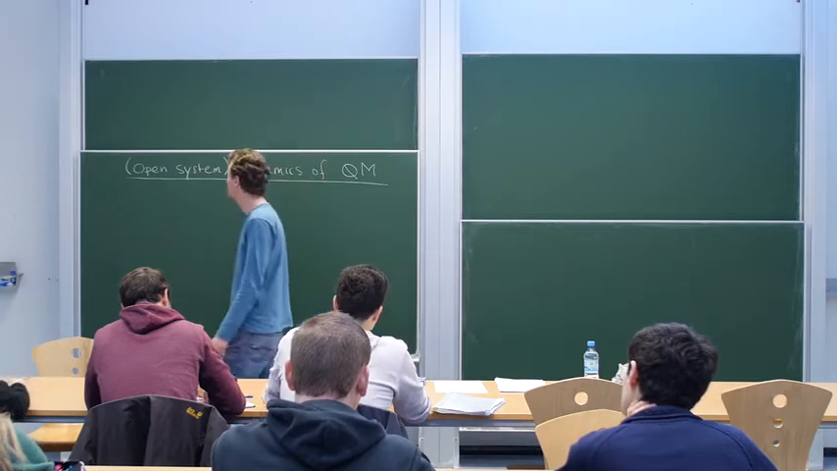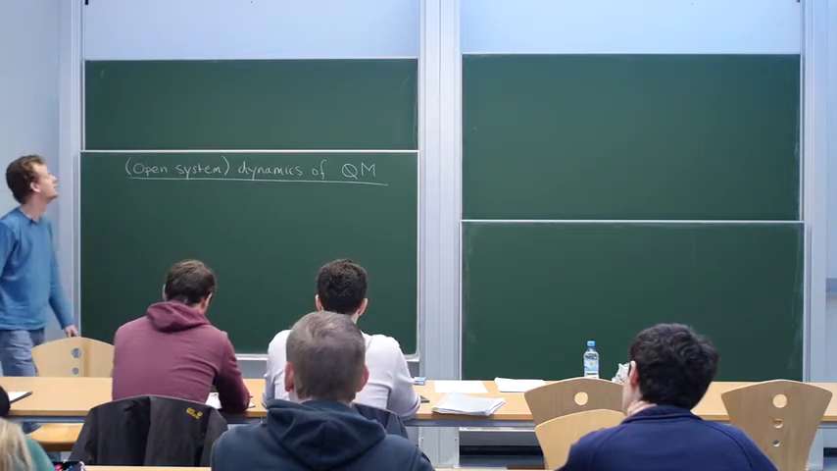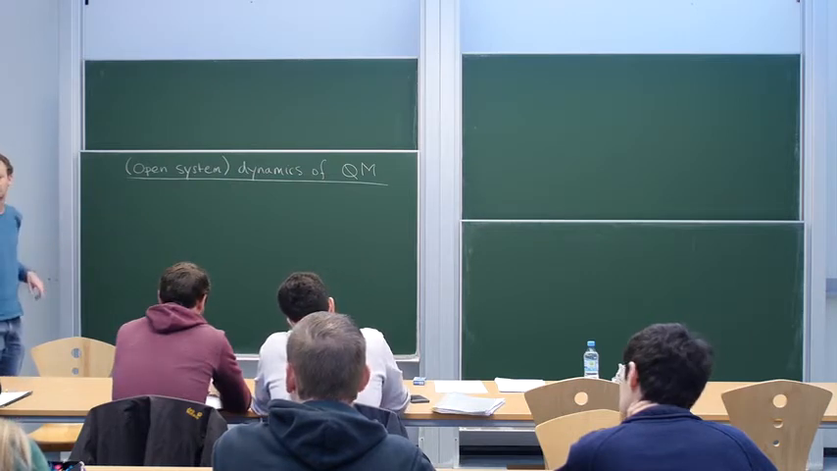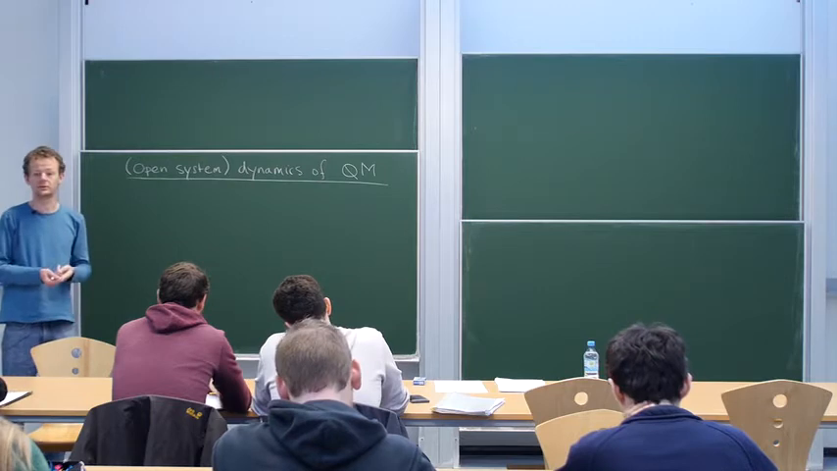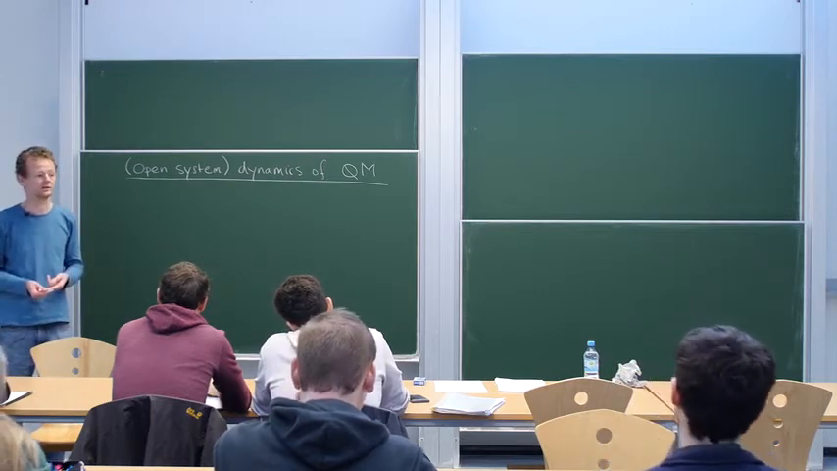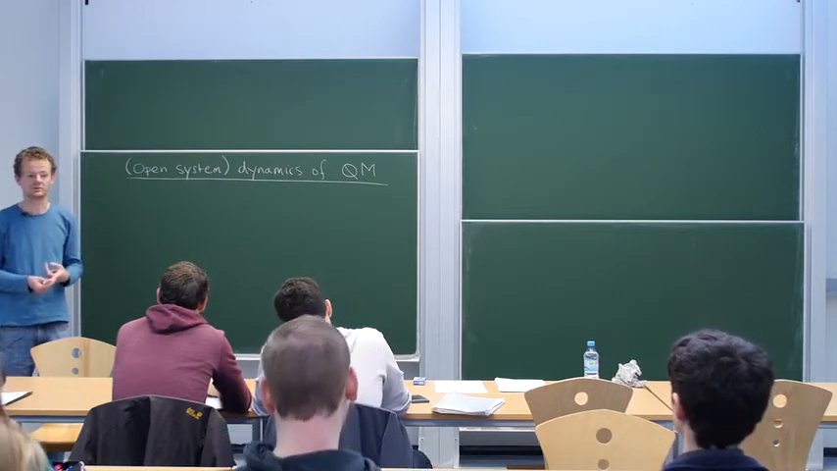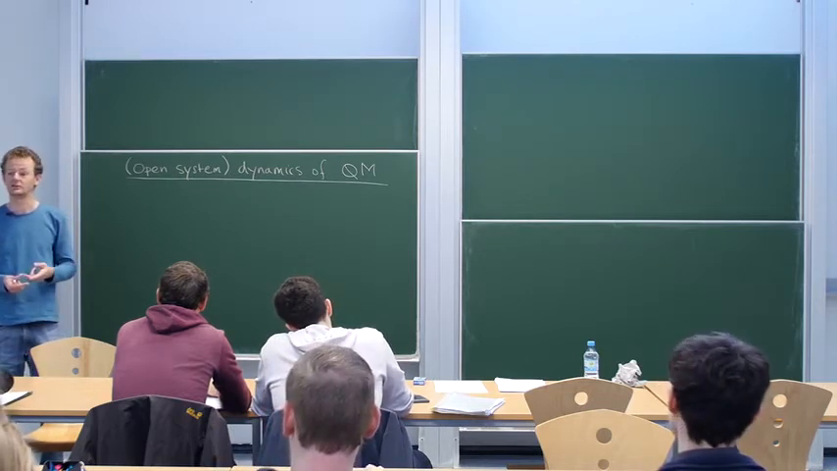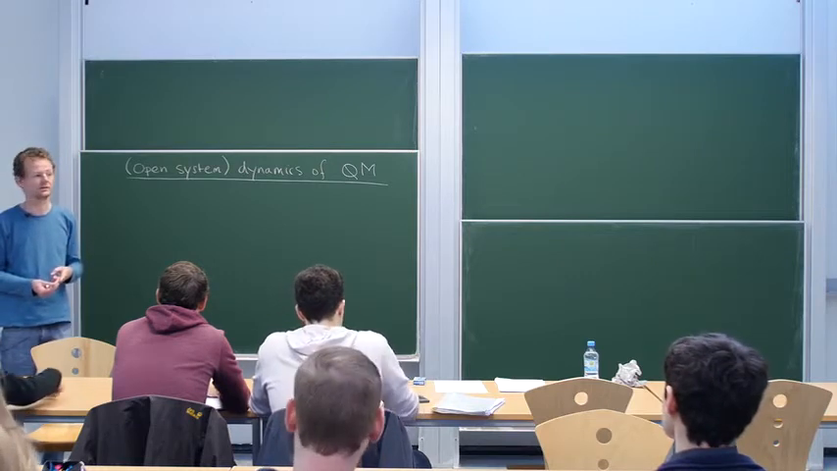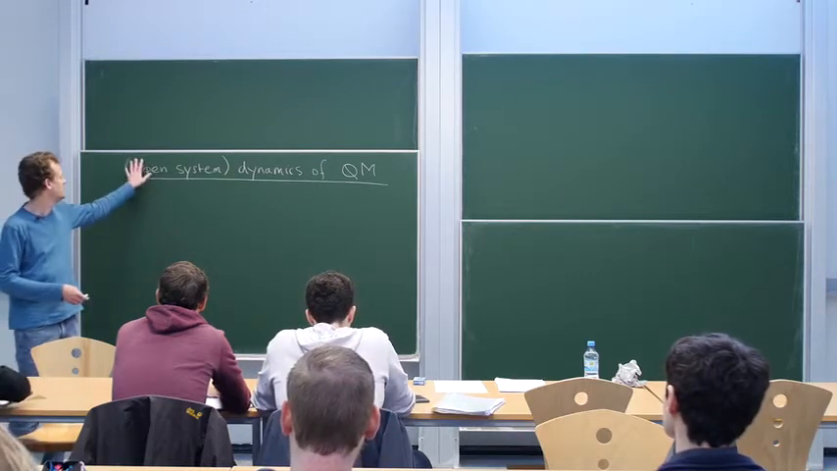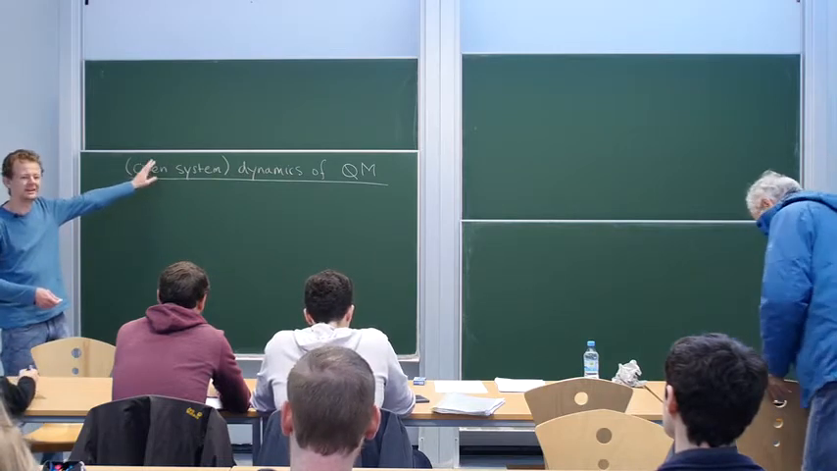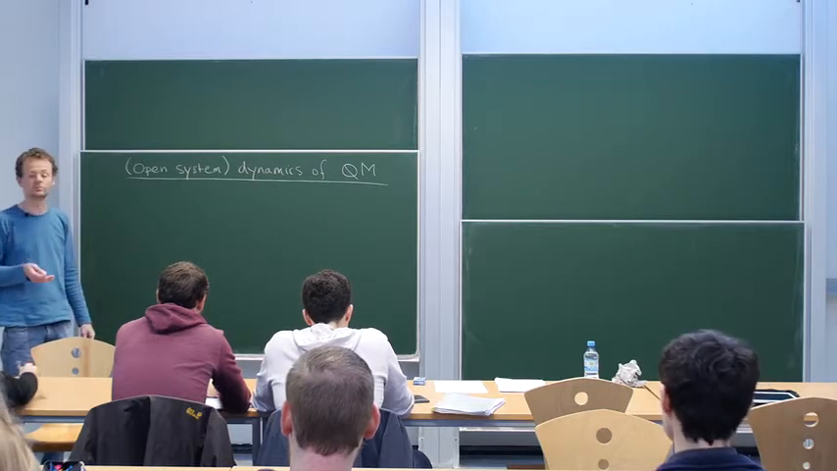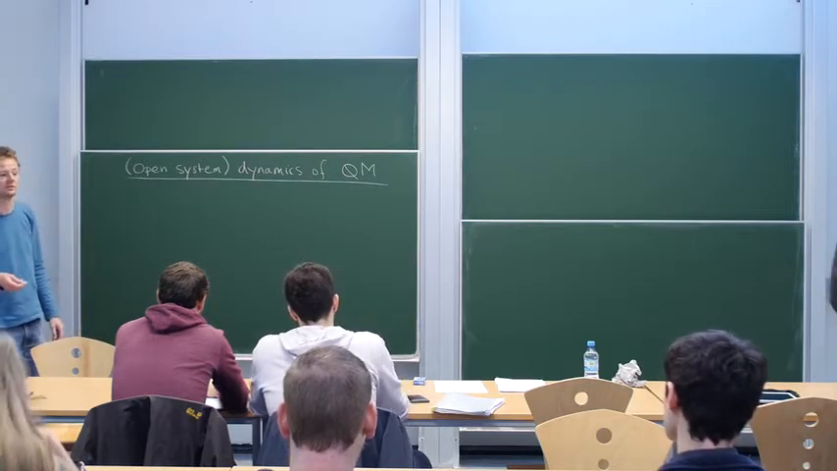So today we're going to continue our discussion about open system dynamics of quantum mechanics. Just to recall, in the first lecture we covered the kinematics of quantum mechanics. How do we describe states of quantum mechanics? And in the second lecture we covered the dynamics of quantum mechanics, and we ended with the beginning of a discussion about how do we describe the most general possible dynamical processes in quantum mechanics.